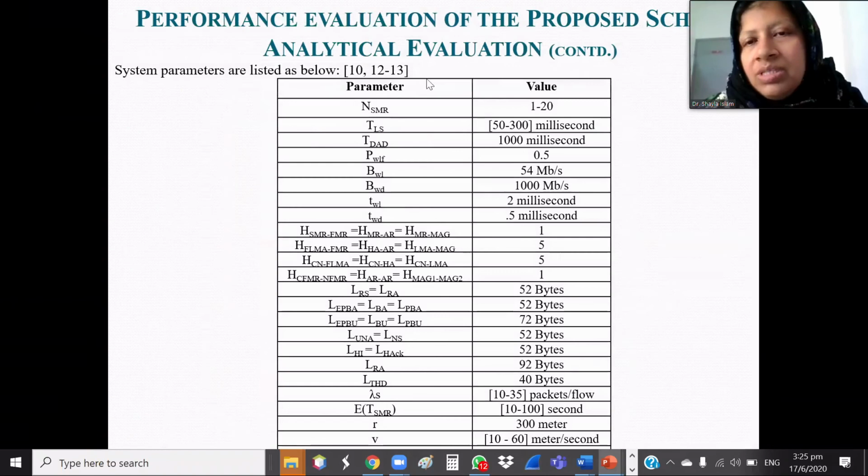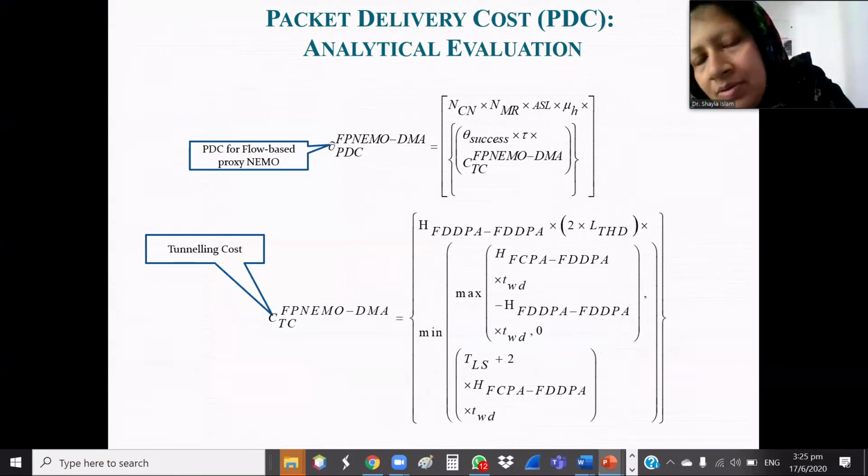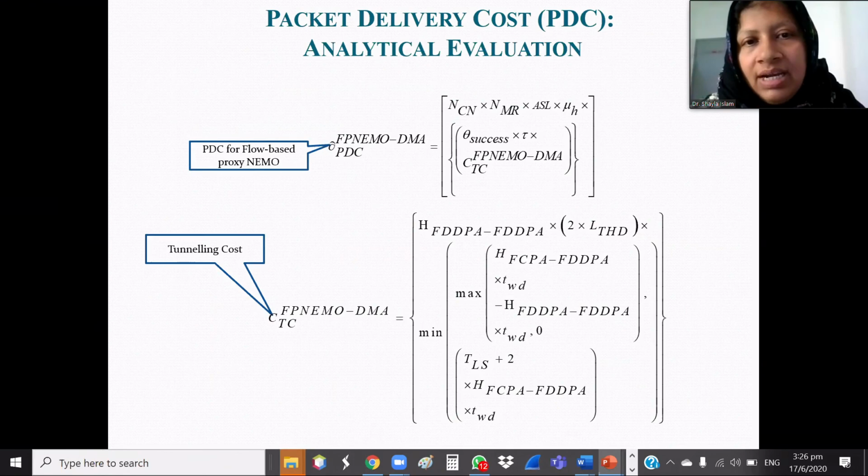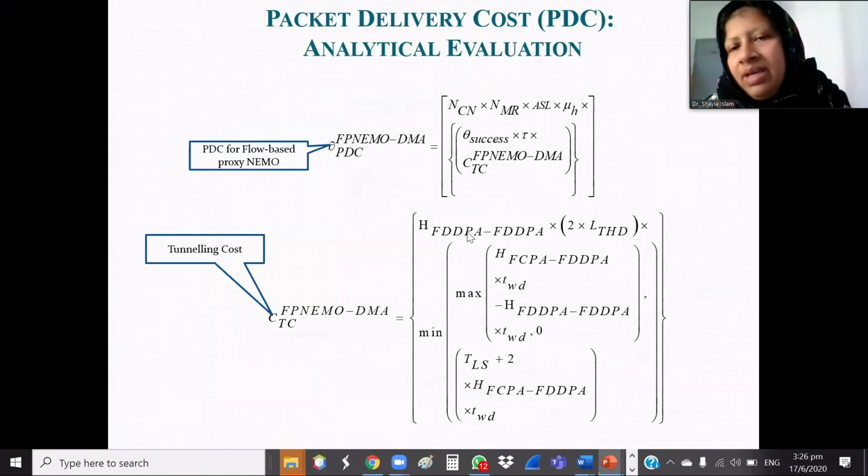These are the formulas that we enhanced, or we can say we developed these formulas based on our proposed architecture. Based on these formulas, this is the packet delivery cost. When we calculate packet delivery cost, we define this part, the tunneling cost here. For this tunneling cost, we take consideration only of tunneling cost. We exclude a few parameters so that when we benchmark the proposed scheme with the basic protocol, it is comparable, because they also consider tunneling cost.